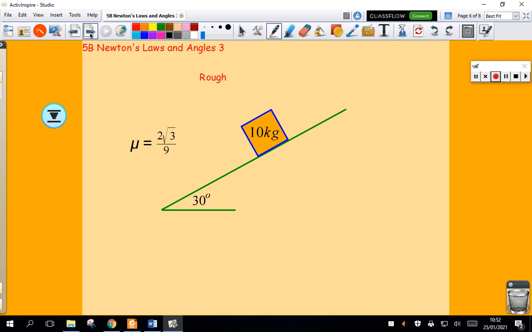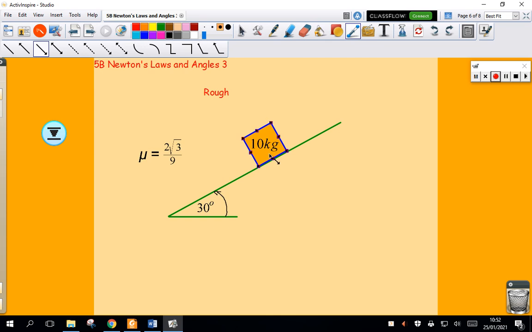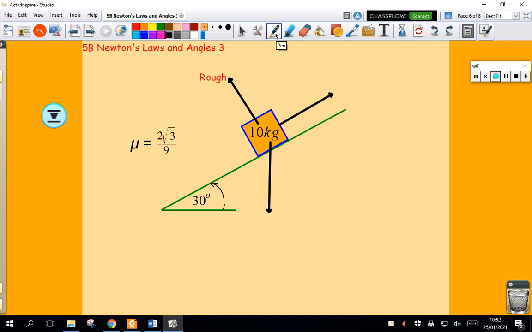I want to investigate what happens here. I've got a coefficient of friction of 2 root 3 over 9. This is a 30-degree angle in this case. I'm going to fill in my vectors here. I've got a force, my weight force down. My normal reaction perpendicular to the plane. I'm going to have friction acting opposite to the intended motion of the object.